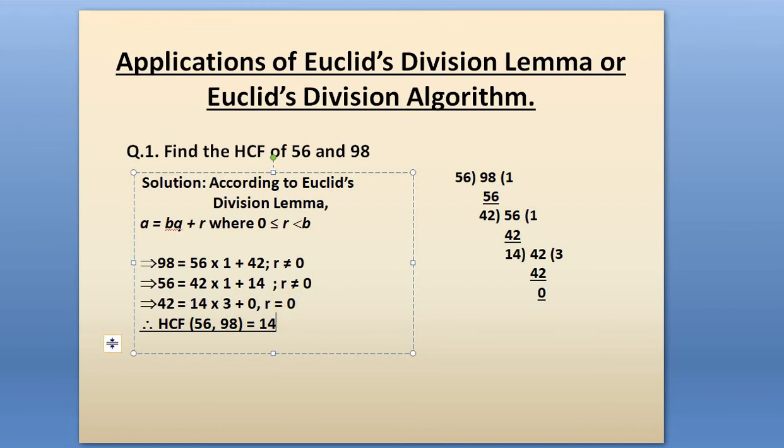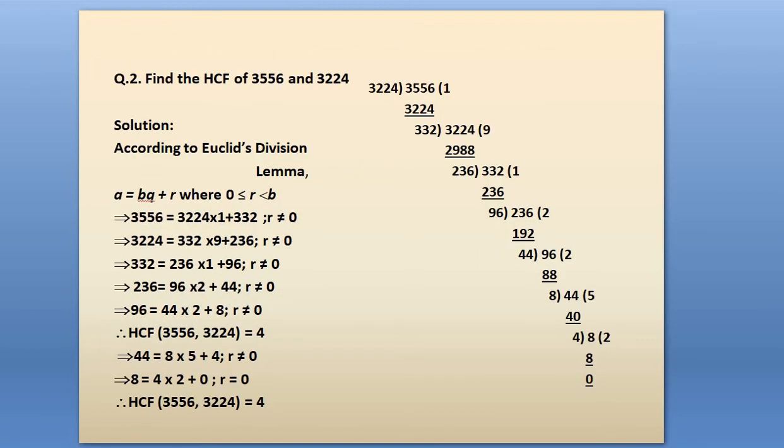So let's take one more example, a larger number. Now here find HCF of 3,556 and 3,224. It's a very large number, but division is very simple. So what we do? We will divide 3,556 by 3,224. Quotient is 1 and the remainder is 332. Since the remainder is not 0, that will form the divisor for the second case. And what was the divisor in the first case? That will be the dividend now.